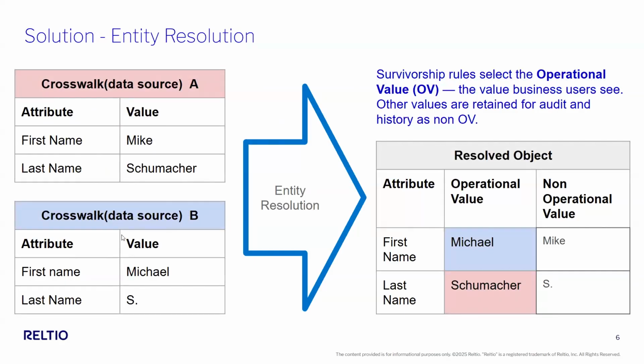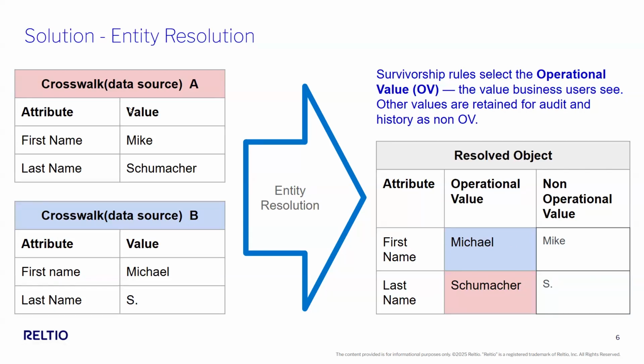So this is another example, right? For example, we have a crosswalk. A crosswalk is a unique record in the source system, which gets loaded into Reltio. So this is a crosswalk coming from a specific source. It says that the first name is Mike, the last name is Schumacher. There's another crosswalk that says the first name is Michael, the last name is S.